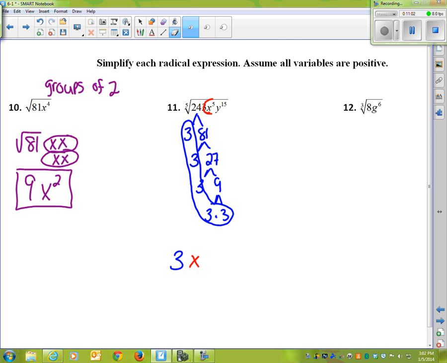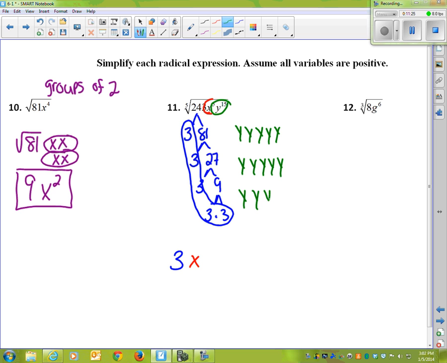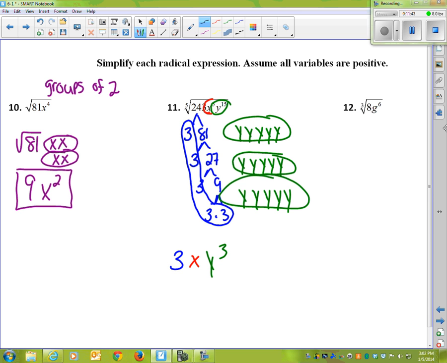And now look at the y. Y to the 15th. How many groups of 5 are there? If you can't see it right away, you can write out the y's. 1, 2, 3, 4, 5. There's one group. 6, 7, 8, 9, 10. There's two groups. 11, 12, 13, 14, 15. 1, 2, 3 groups of y. Or take 15 divided by the root, which is 5, and I get 3. My solution is 3x y cubed.